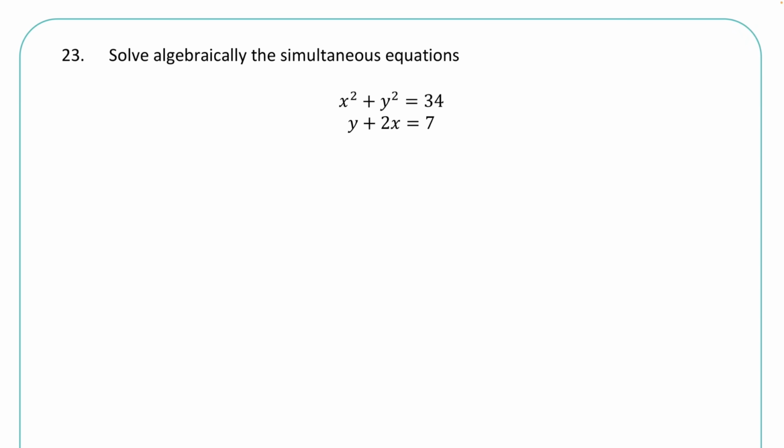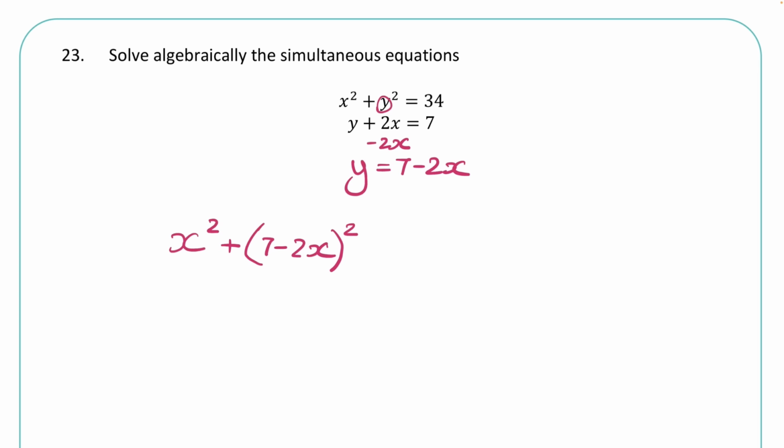Okay, and on to a quadratic simultaneous equation. So for this one we have an x squared and a y squared. So we use the substitution method. So for this second equation I need to make it x or y equals. Here it's easier to make it y equals, so we'll do 7 minus 2x. And I'm going to substitute that in place of the y in that second equation. So when I do that, we have x squared plus (7 minus 2x) squared, and that's equal to 34.